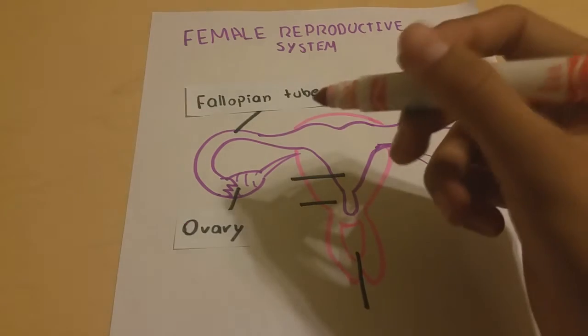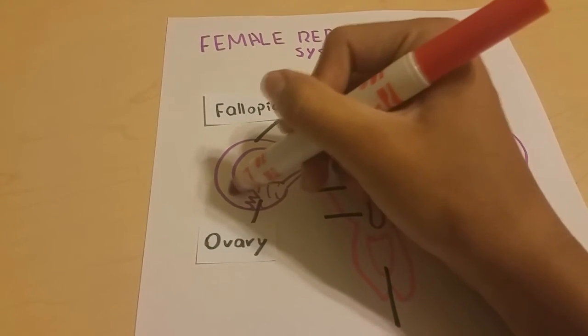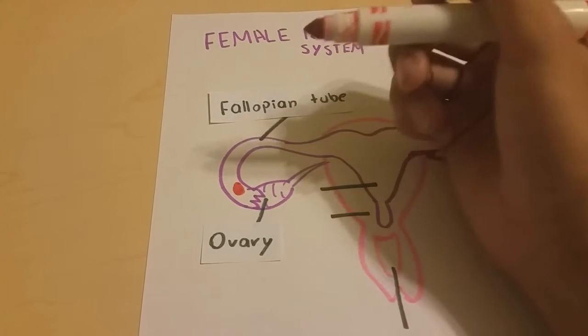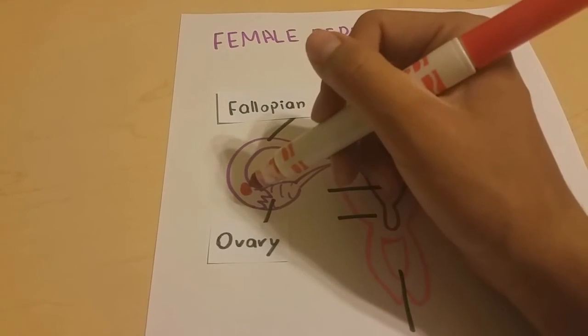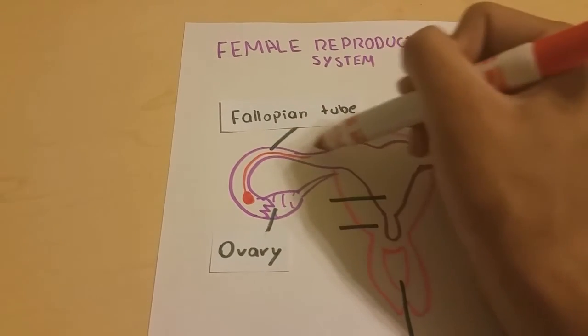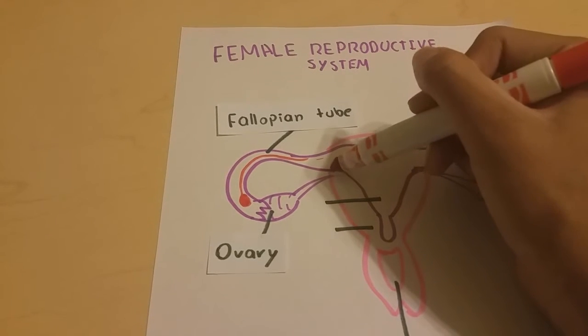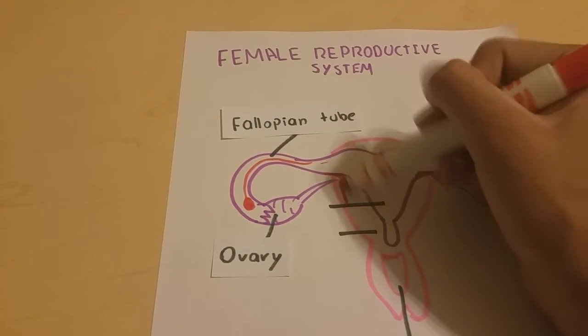Okay, so fertilization usually occurs here, when the sperm has to meet the ovum, or it won't be able to develop enough to continue to the wall of the endometrium, which is here.